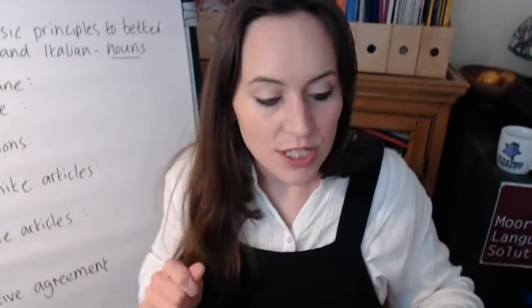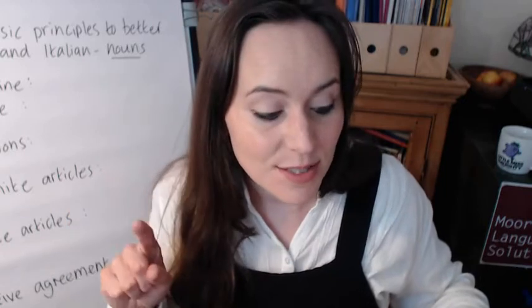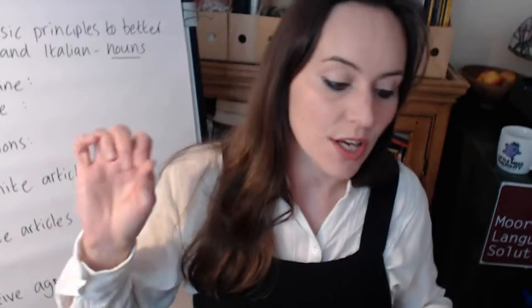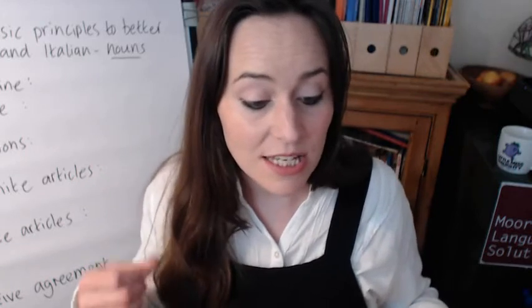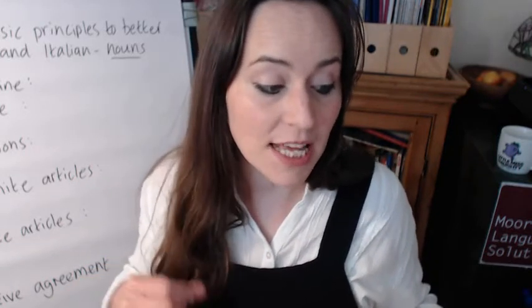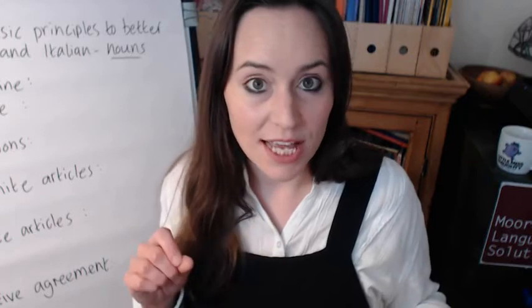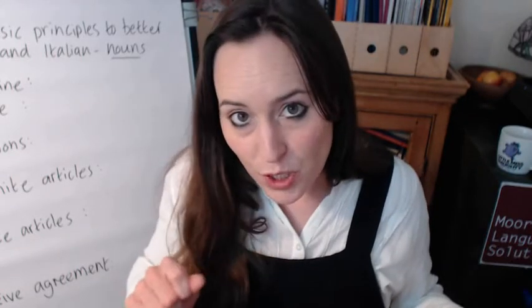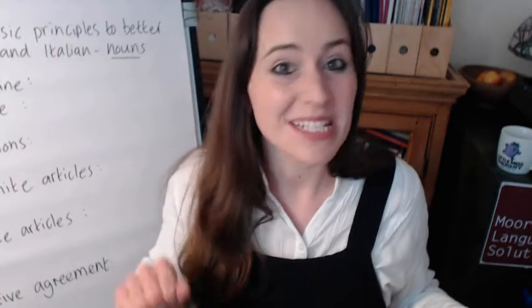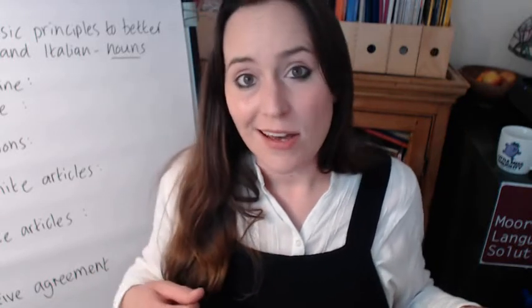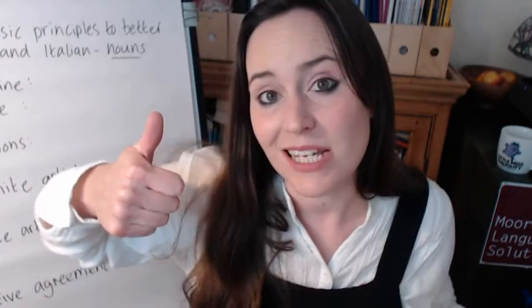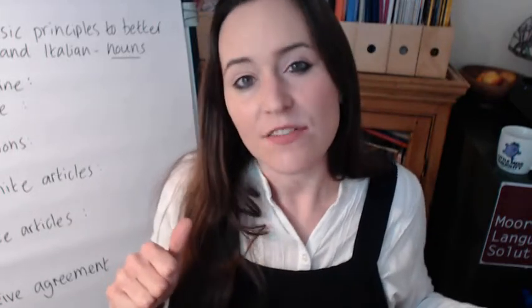It may be a strange concept to speakers of English, but as in many languages, Italian nouns are either masculine or feminine. This is known as the gender of the noun. So the first point we're going to look at in my 5 principles is that Italian nouns all have a gender. They are either masculine, maschile, or they're feminine, femminile.